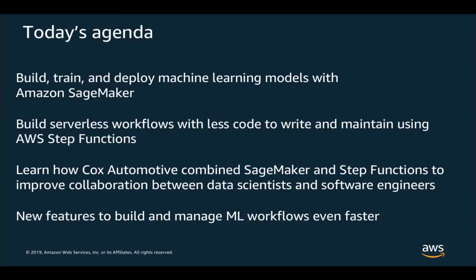Obviously we'll start with a quick introduction of Amazon SageMaker and Step Functions, just to give you a quick idea of what those services are about. And then we'll talk about how an AWS customer called Cox Automotive is combining those two services to help with their machine learning deployment and how they can improve collaborations between teams. It's a very clever architecture, and we'll cover it in great detail.